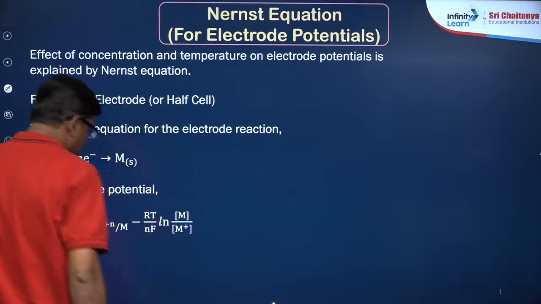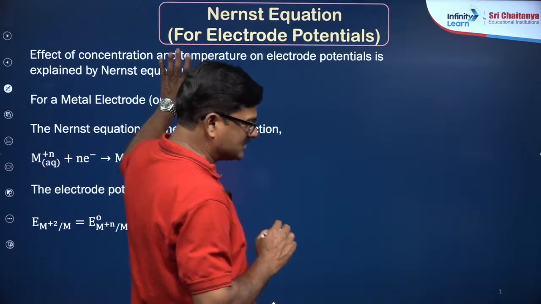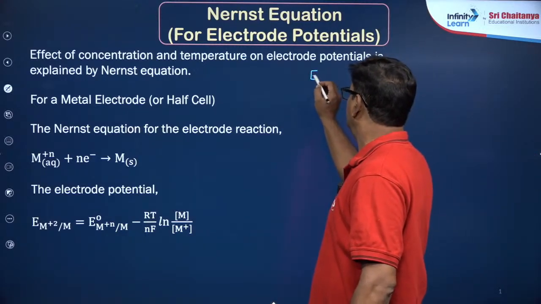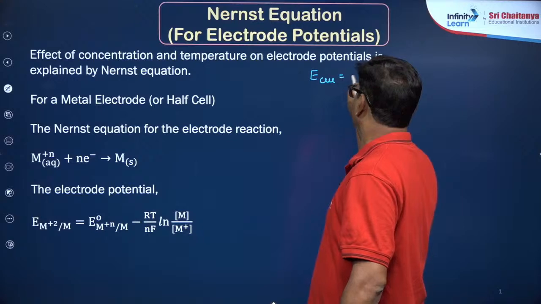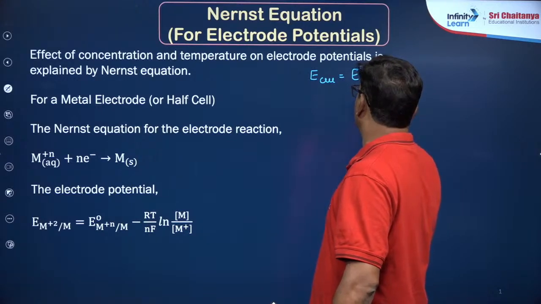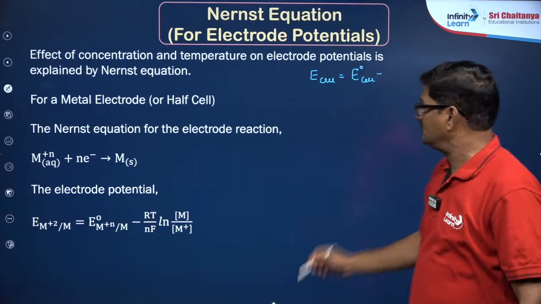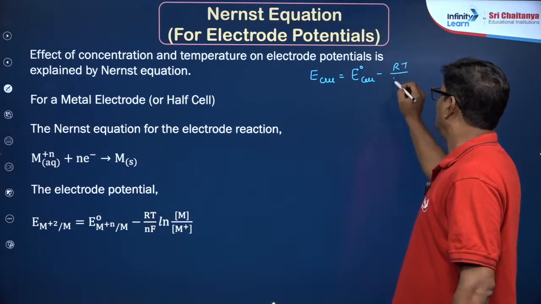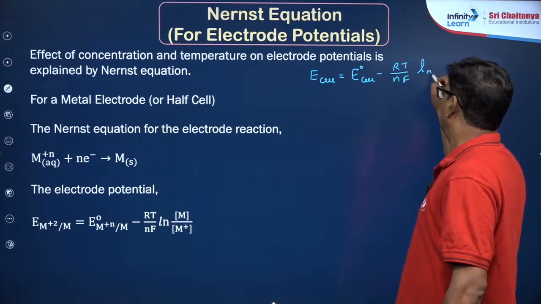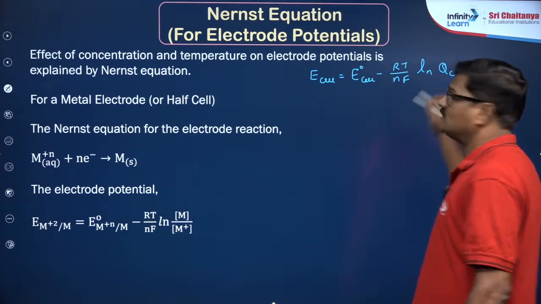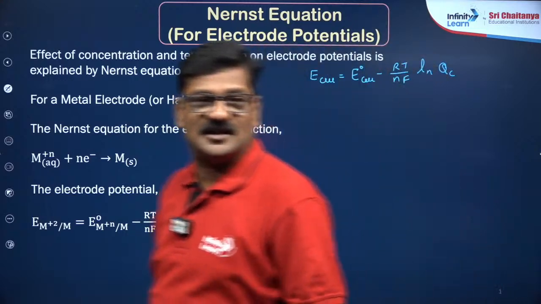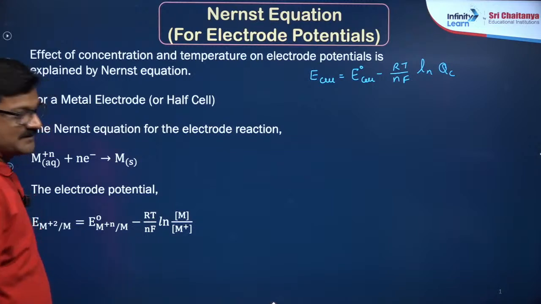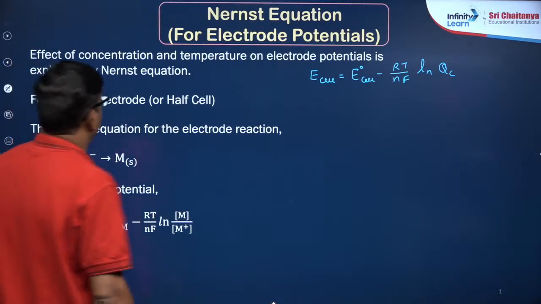So that is given as simple. I'll explain it. This is kept as notes for your reference. So electromotive force for the cell is equal to electromotive force at standard conditions minus RT by NF ln QC. What is QC? Quickly tell me. What is QC? QC is reaction quotient.